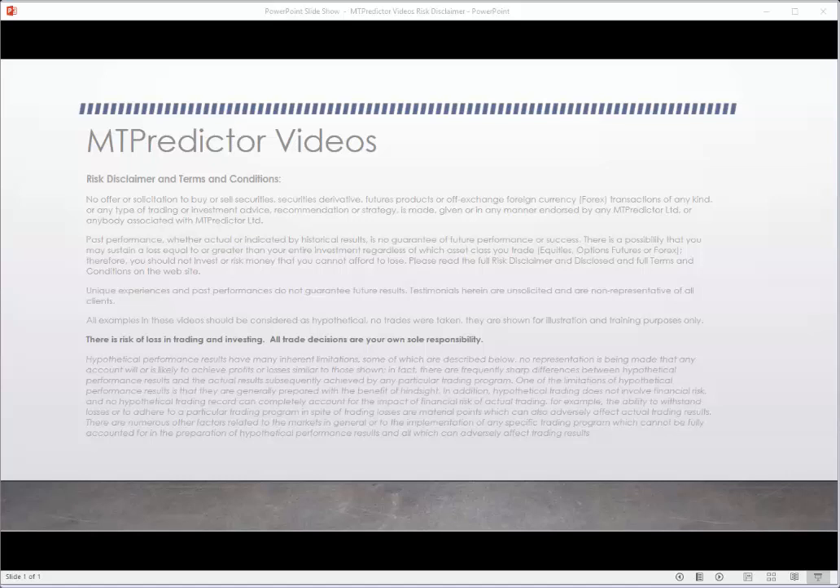But before we start, I have to go through the risk disclaimer to just remind you that all examples in these videos should be considered as hypothetical. No trades were actually taken. They're just shown for illustration and training purposes only. Remind you there's a risk of loss in trading and investing. I'll put that another way. All professional traders know, understand, and more importantly accept that losses can and will unfold. I'll repeat that. Losses can and will unfold. The trick is keeping those losses small. All trade decisions are your own sole responsibility.